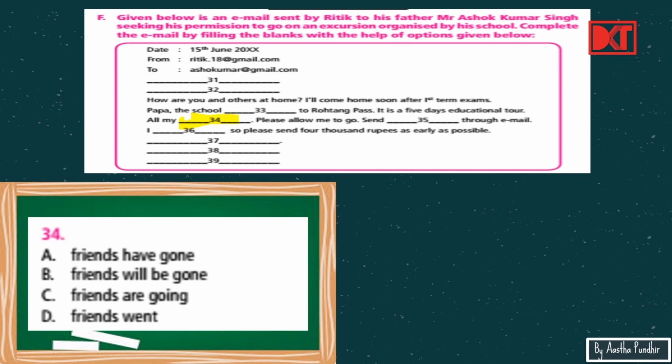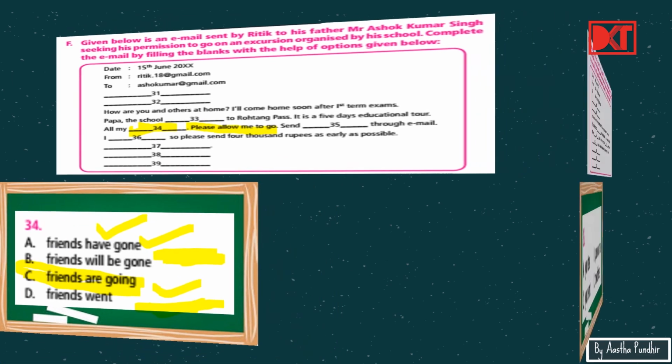Now 34. Papa, the school is organizing an excursion to Rotang Pass. It's a 5-day educational tour. All my friends have gone, will be gone, are going, or went. You are writing this in the present tense, that all my friends are going. Okay, present continuous. Now there's have gone, present perfect, incorrect. Friends will be gone, future perfect, again incorrect. Friends went. This is past tense, this is also incorrect. So the correct answer is all my friends are going. Please allow me to go.